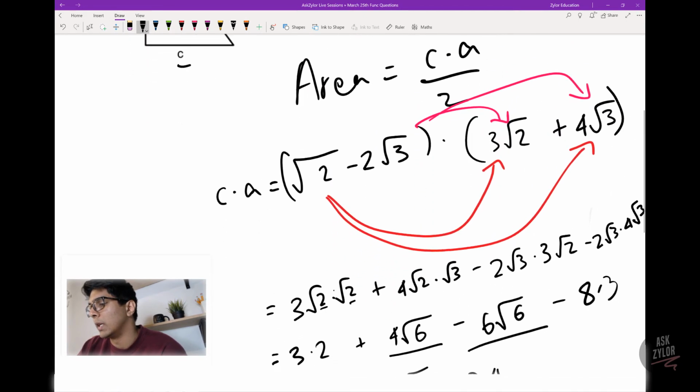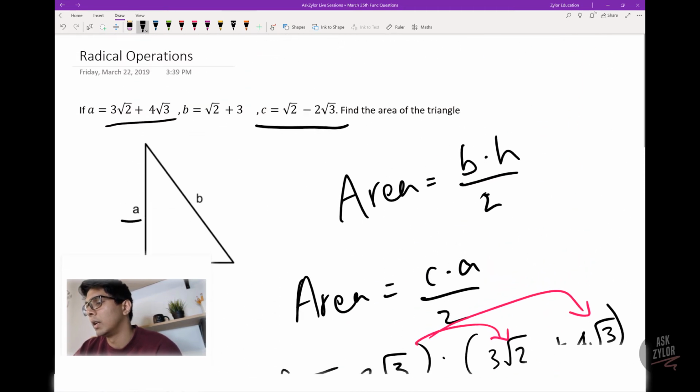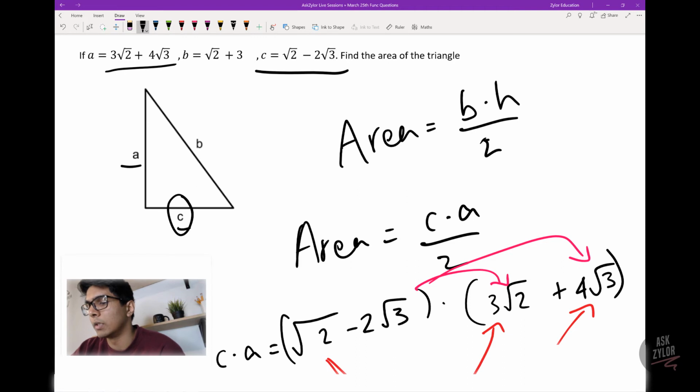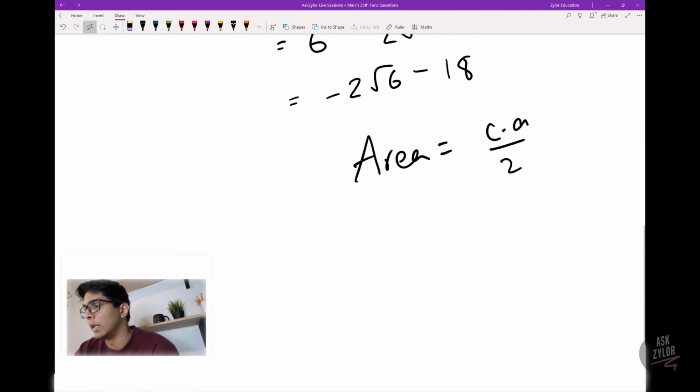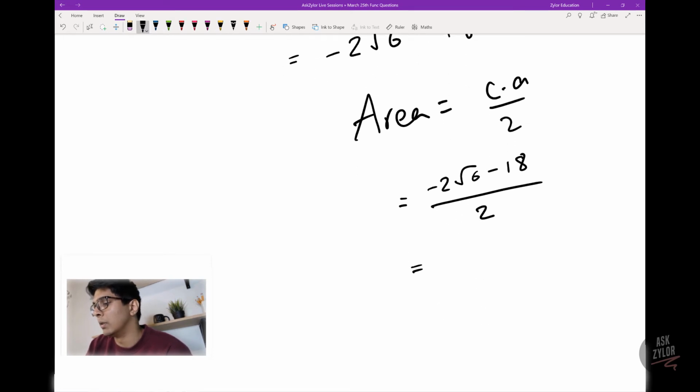So I found what C and A is, right? So all of this was to find the area of the triangle. I know that the area of the triangle is base times height over 2. My base is going to be C, my height is going to be A, and then I need to divide that by 2. It's negative 2 square root 6, negative 18, but I need to divide that by 2. So I can just simply divide each term by 2 to give me negative square root 6 minus 9, and that is my area. I don't need to simplify.